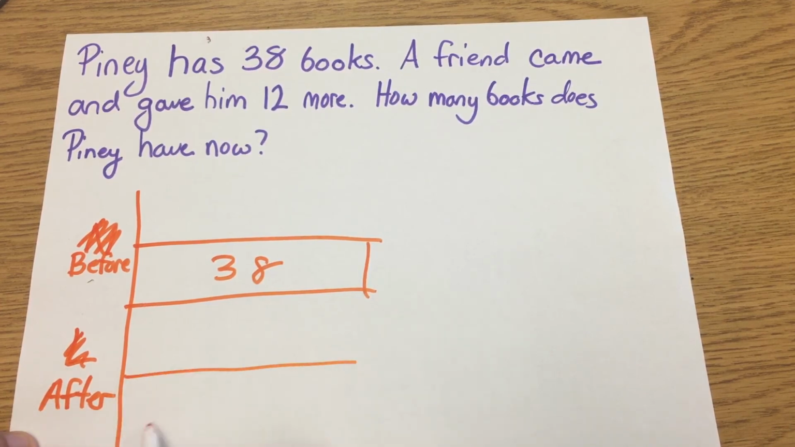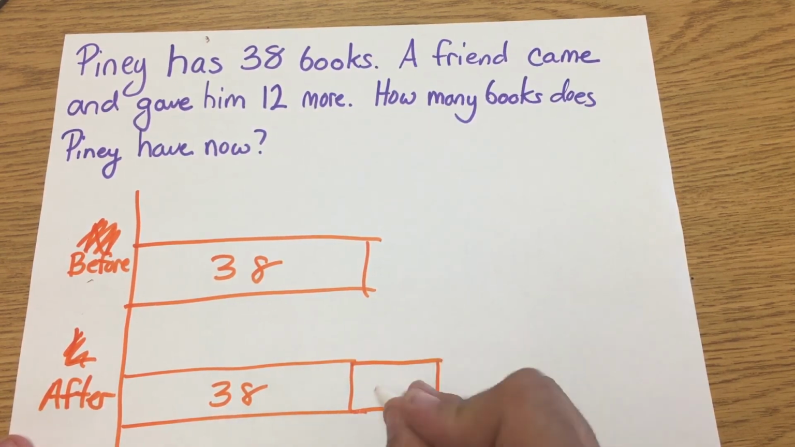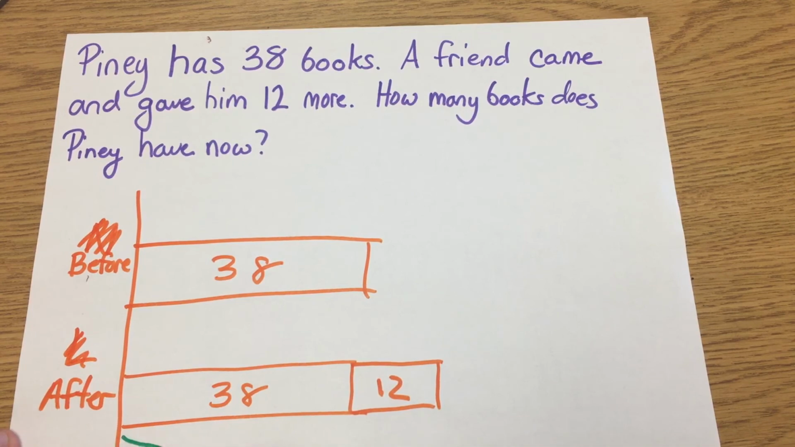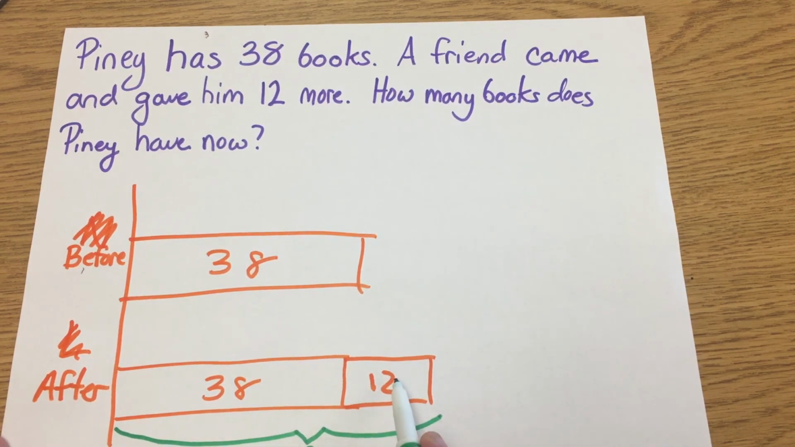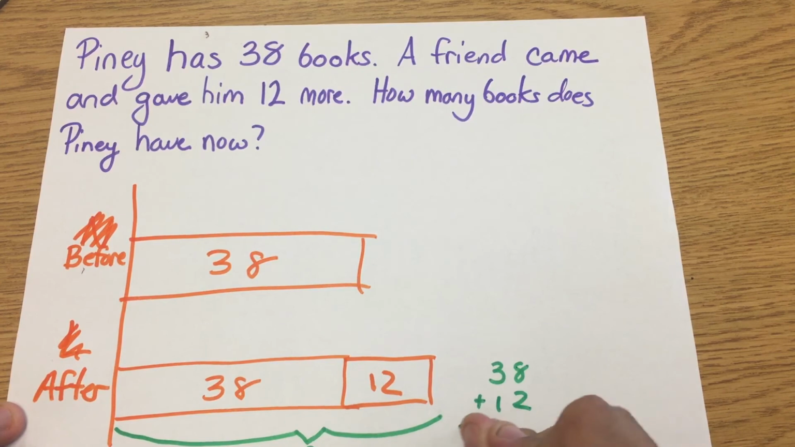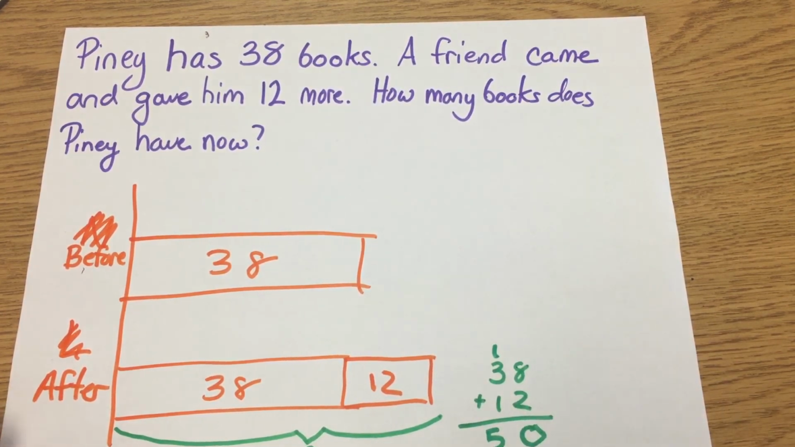So he still had those original 38 books, right? But now somebody gave him 12 more books to add to that mix. And I need to figure out how many books Piney now has. So in this case, I'm going to look to add up this amount right over here. The 38 books that he started with and the 12 books that came after. So I'm going to do my math right over here. 38 plus 12. If you could do it in mental math, that's totally fine. And I'm left with a total of 50 books that Piney now has.